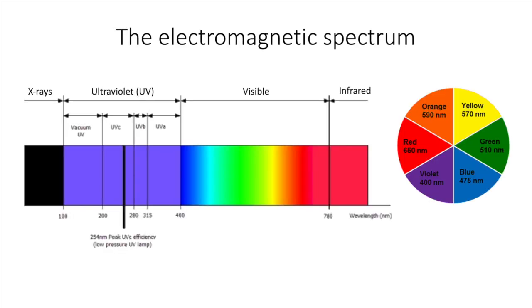Okay, so first, here's the electromagnetic spectrum. You've probably seen this before. We've got this broad UV range. That 254 nanometer peak is usually the light that we use for TLCs, for instance. There's also a long-range UV light that we use sometimes. That's around 350. The visible range is about 400 to 780 nanometers. And then it goes into the infrared. Infrared spectroscopy is a whole different thing that we'll talk about, I think, in the next video.